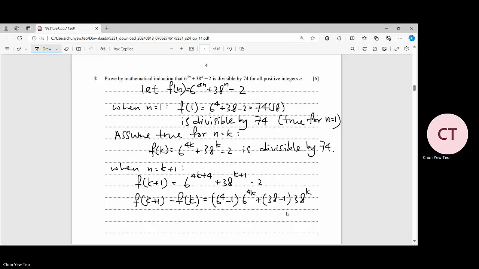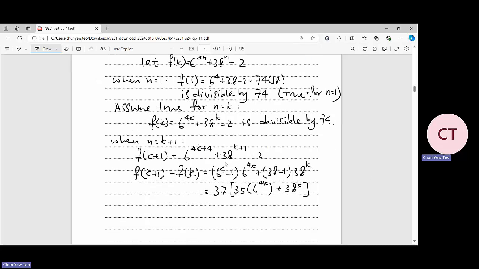So over here, press the calculator, you get this as the 6^4 minus 1. You can actually factorize the 37 out. This one can also be divided by 37, you factorize it out. All can be factorized by 37. Okay, so this is the result, but you don't see 74. This is only 37. So 37 is actually half of 74.